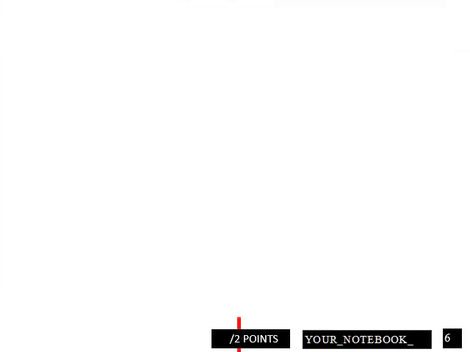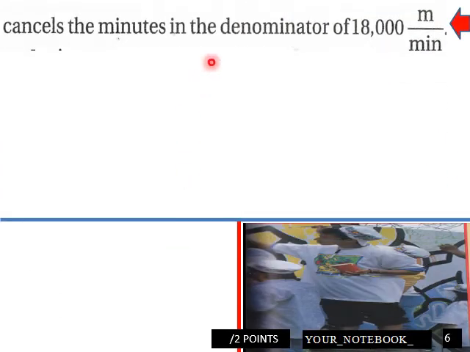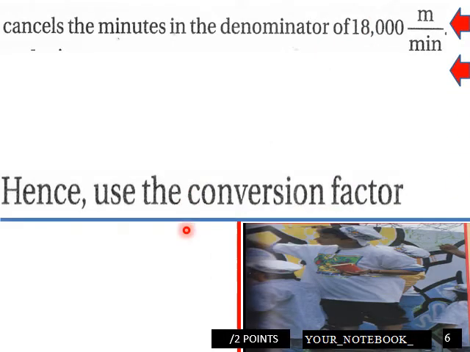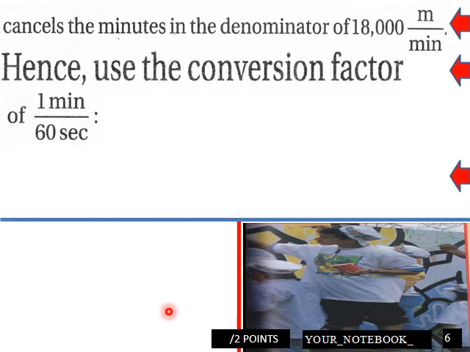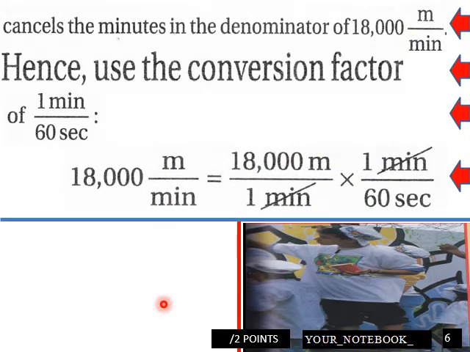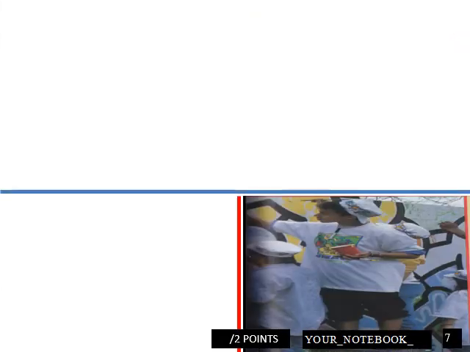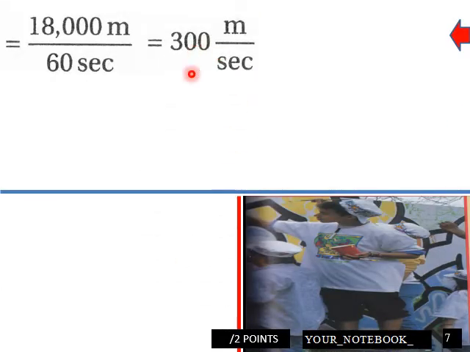So this needs to be converted into minutes. Hence, use this conversion factor here, 1 minute to 60 seconds. We need to apply that to 18,000 meters per minute. So we take this and we multiply it by this here, 1 minute for 60 seconds. This will convert it into 300 meters per second. Now we have 300 meters per second. Divide this out here and we get 300.